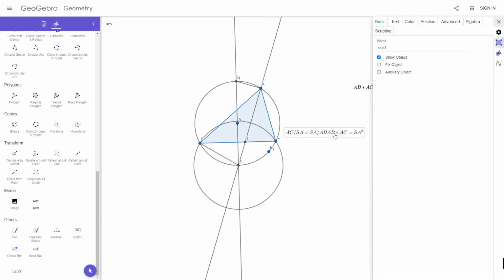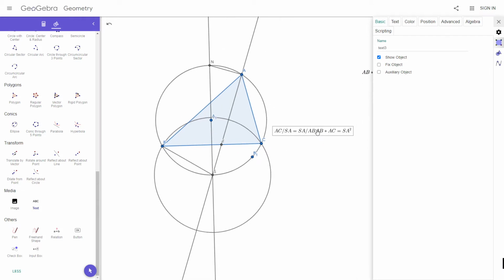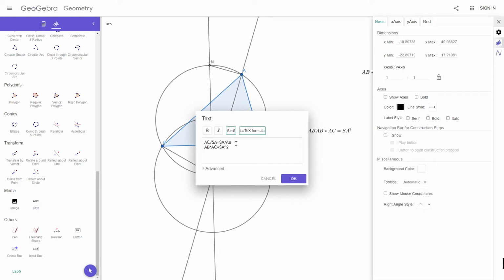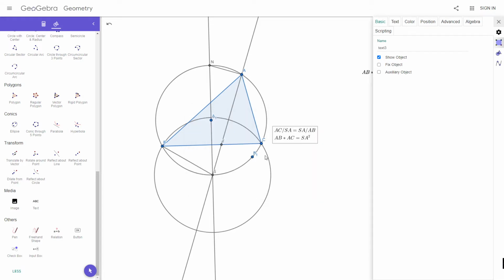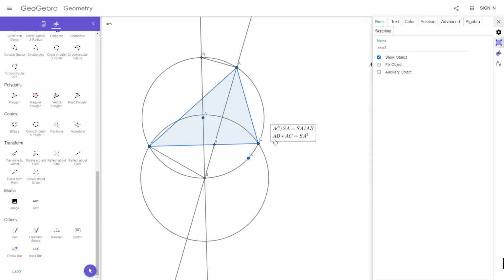Okay, that's kind of messed up, but you get the idea. Maybe if I put a slash n. No, it doesn't like slash n. Okay, slash slash maybe. Yes, it does. Okay, cool. Yeah, so that's where you get the proof from. Just that pair of similar triangles.